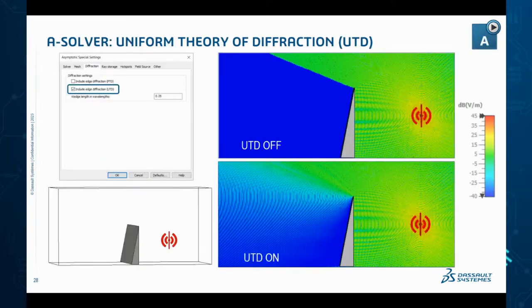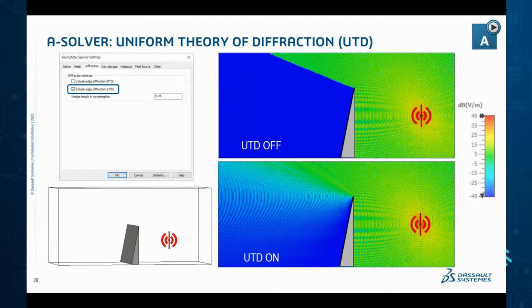Okay, so coming to the A solver, I must say that accurately calculating diffraction using the asymptotic methods or ray tracing is not very simple. And I'm quite glad to see that now we have taken a very important step by introducing the uniform theory of diffraction in CST, so in short UTD.